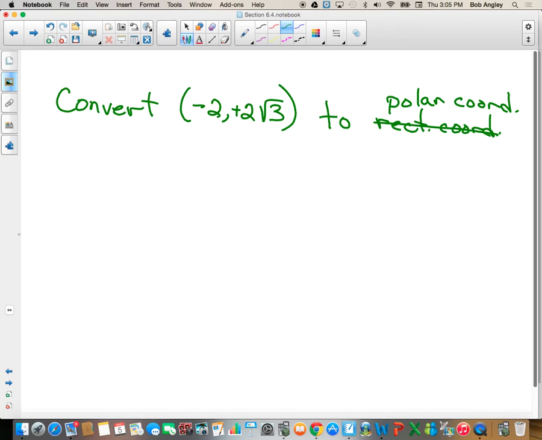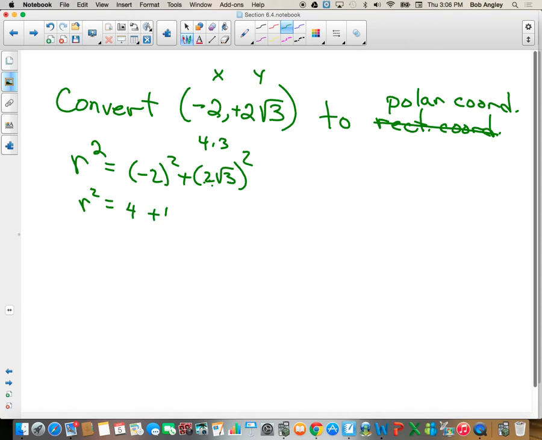Okay, now, thought process: this is an x, this is a y, so I need to get what r is. So if I go r squared, then I'm going to get -2 squared plus 2 square root of 3 squared. All right, so r squared will be 4 plus... Does everybody see that when you square this, you get 4 times 3? Because you square the 2 and you square the square root of 3. All right, so r squared is 16. So r is plus or minus 4.